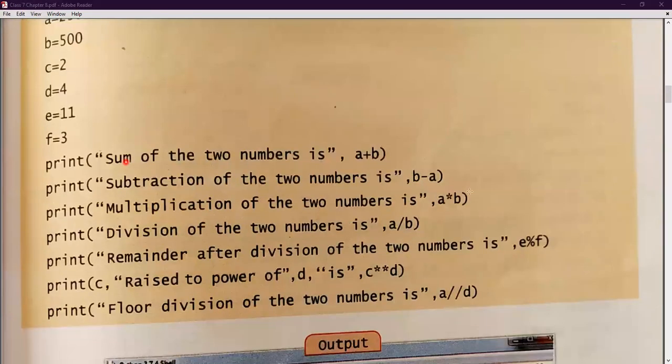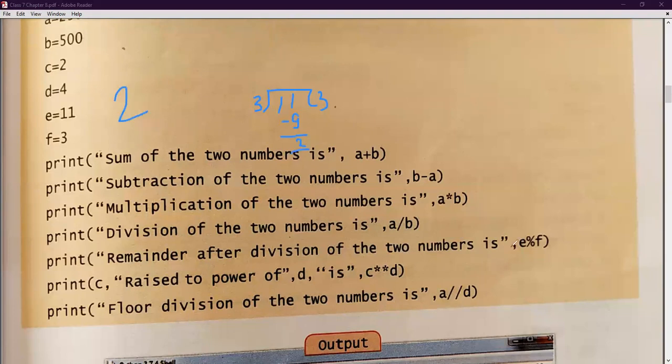Now, in the next operator, we are applying E modulus F. This can be shown to you. E modulus F. So E is having 11 and F is having 3. So 3 3s are 9. If I subtract 9 from 11, then it will return me 2. So what will be my output? My output will be 2, right?